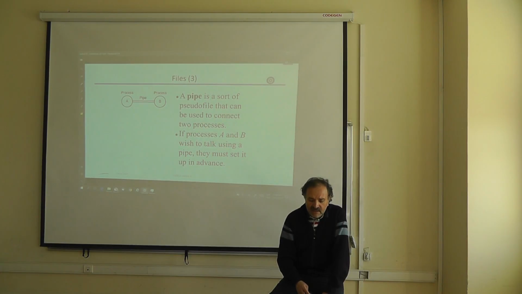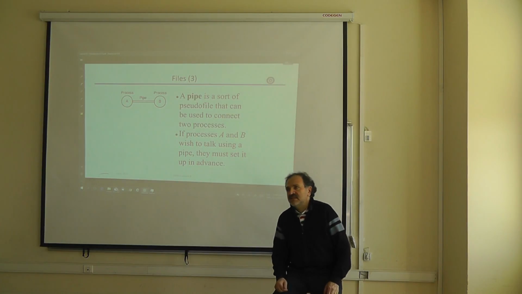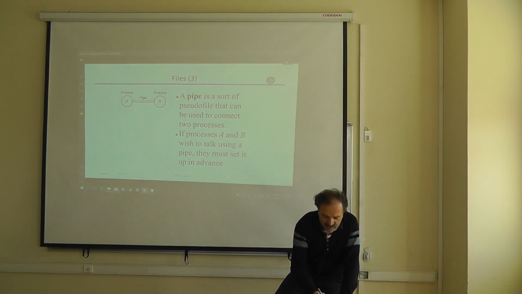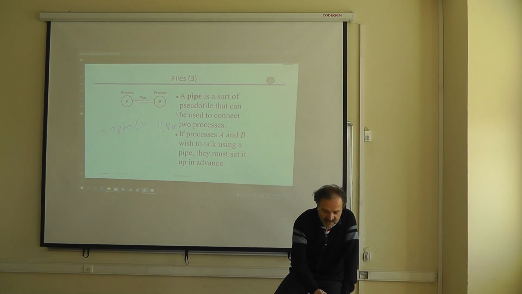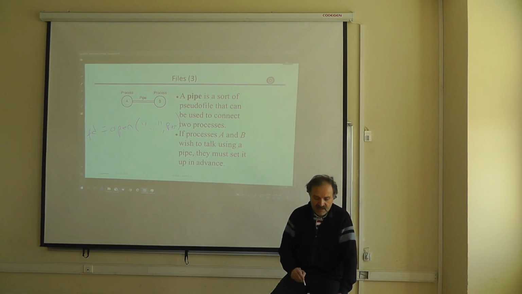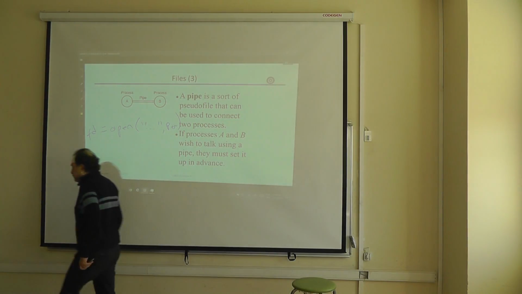We will talk about this later, but sometimes you can use special files to do inter-process communication. When you open a file, remember the C code. When you say open, the C function open, you give the file name and you give the permissions, right? It opens a file and it returns a file descriptor. This is what we do with the C programming language.